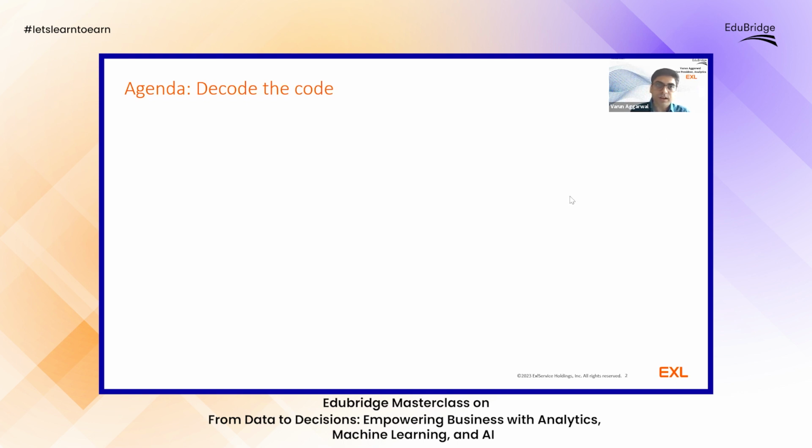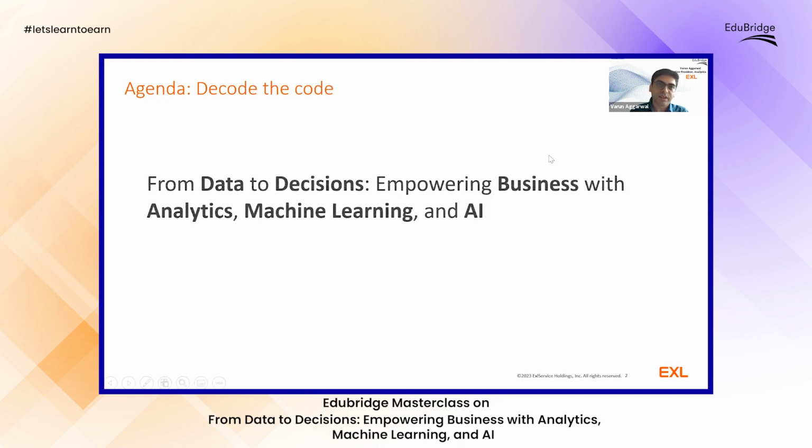So just to first of all understand what this code is, right? And we have to decode this code. The topic of the session today: from data to decisions, empowering business with analytics, machine learning, and AI. Right. So the very first question that may come to your mind is, what data? Like what data are we talking about, and what kind of business decisions are we talking about?